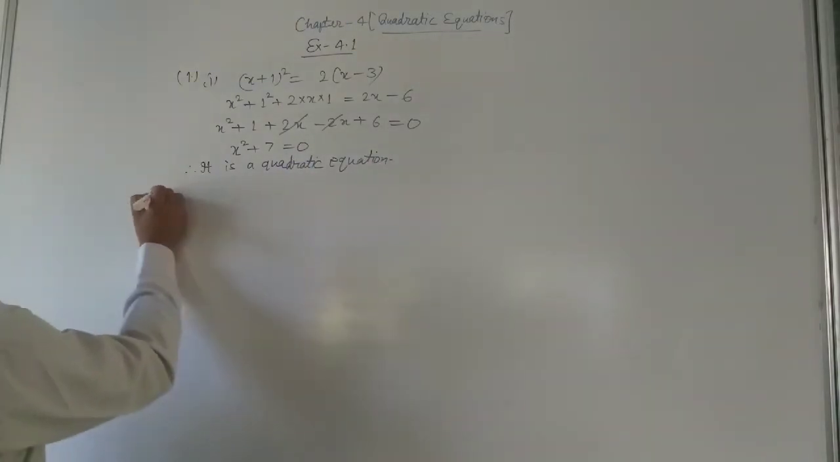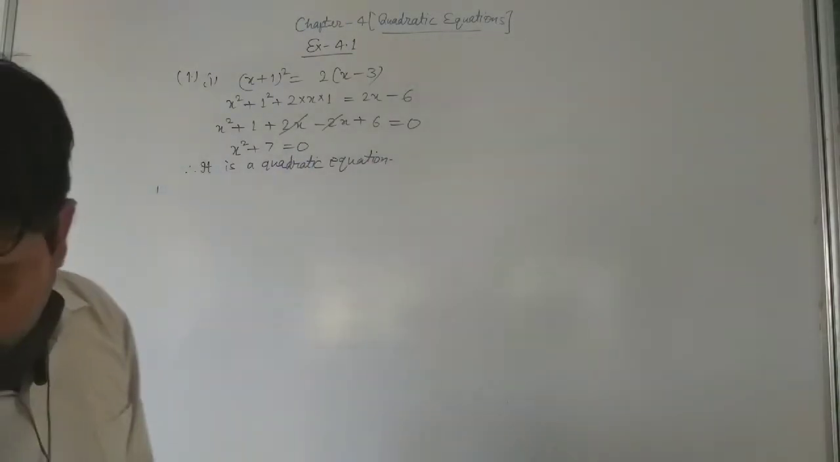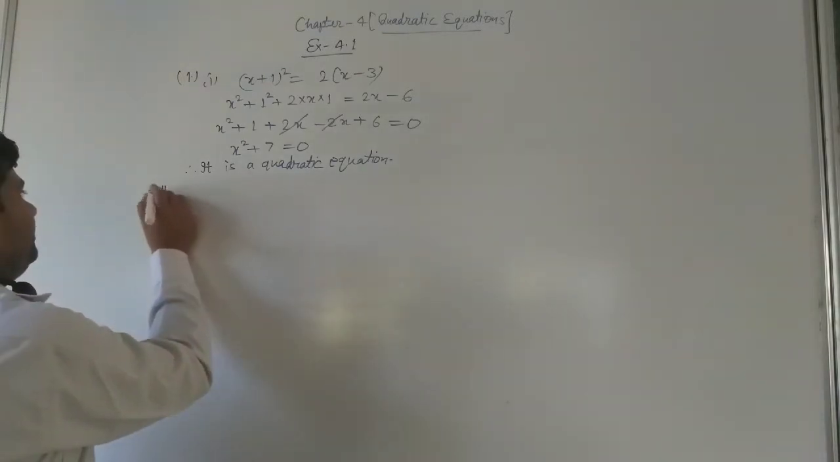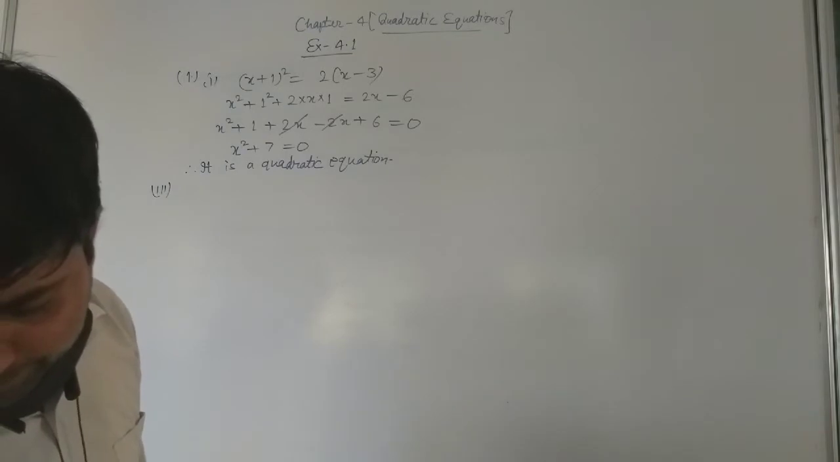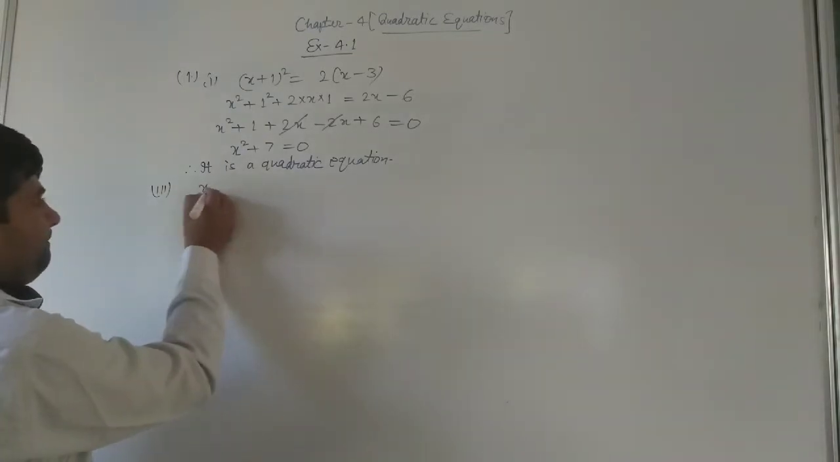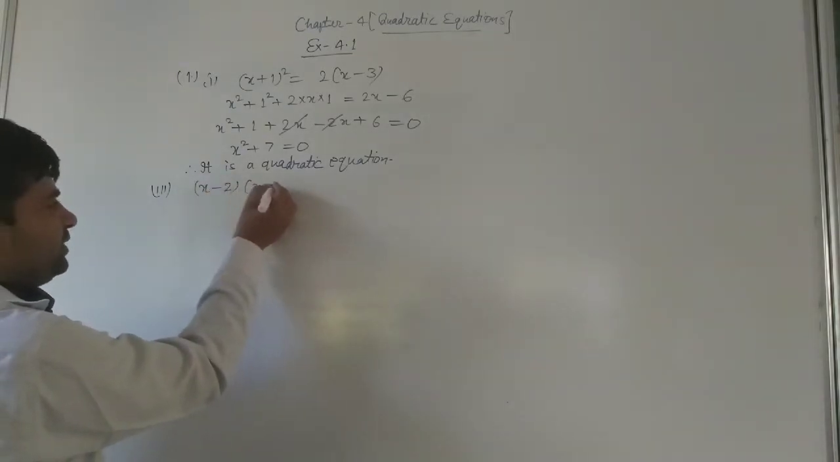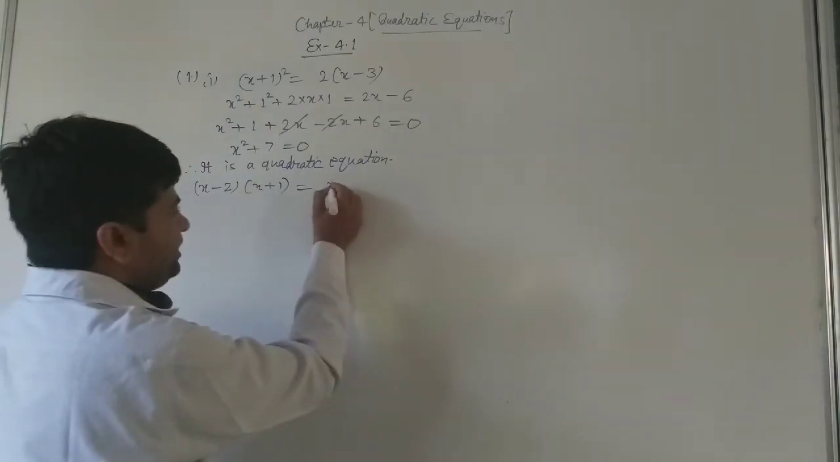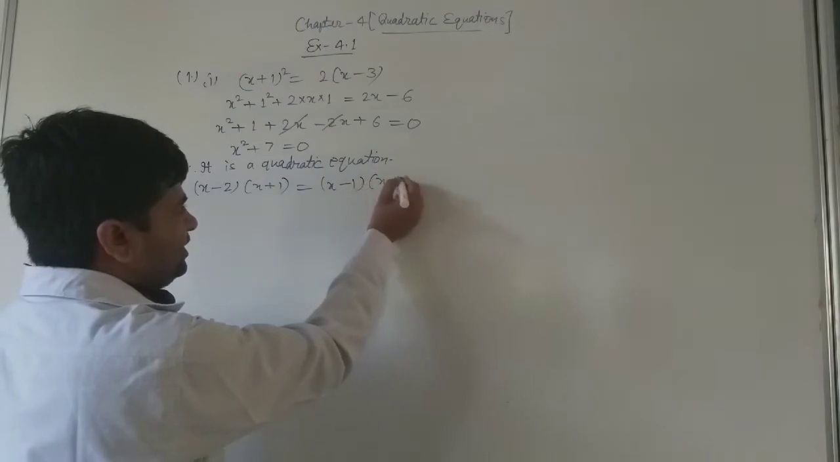Now second part. No, I am solving the third now. Second, do it yourself. So the third part is (x minus 2) into (x plus 1) equals (x minus 1) into (x plus 3).